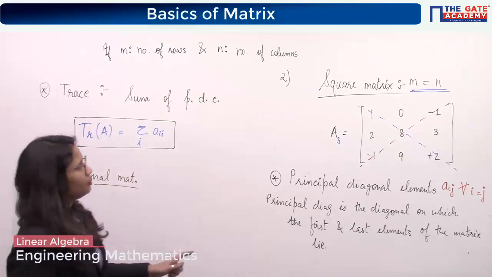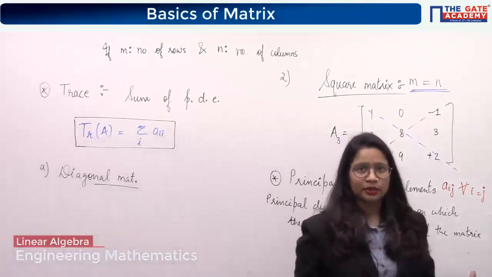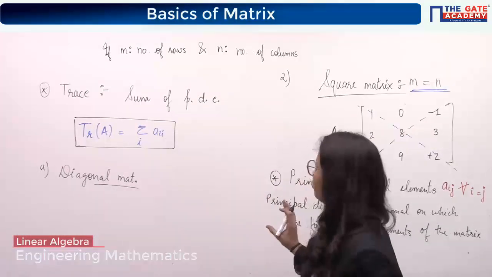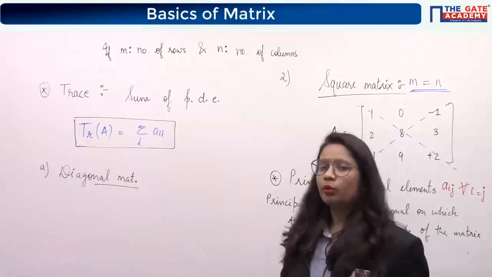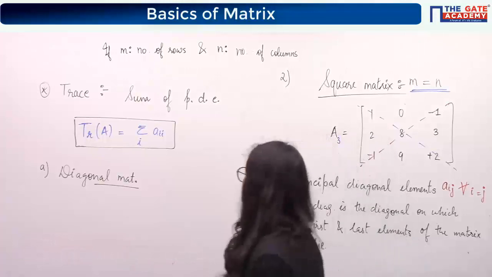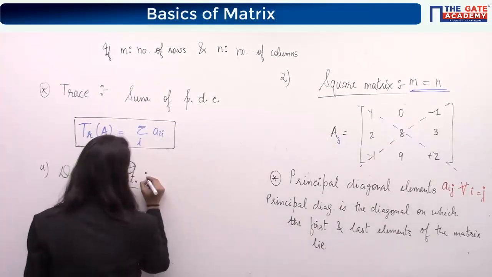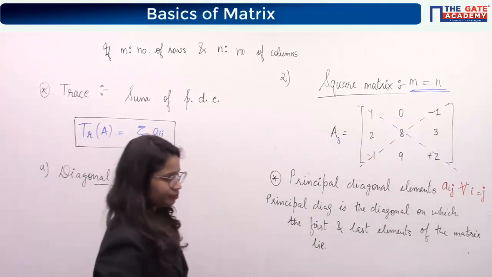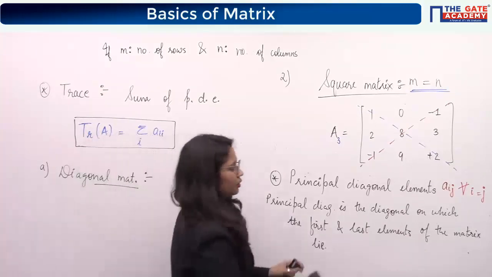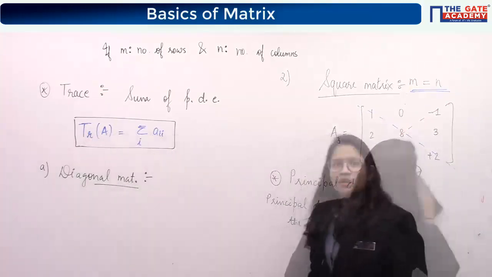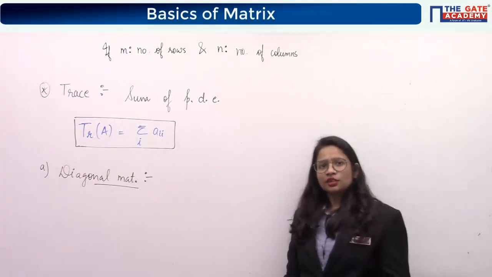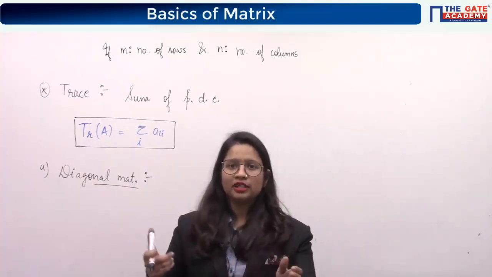Listen, one thing: I am saying that it is a type of square matrix, which means for this matrix M will be equal to N only. Now what is a diagonal matrix? Can you tell me what is a diagonal matrix? Diagonal elements are non-zero and except that, all the elements will be zero.